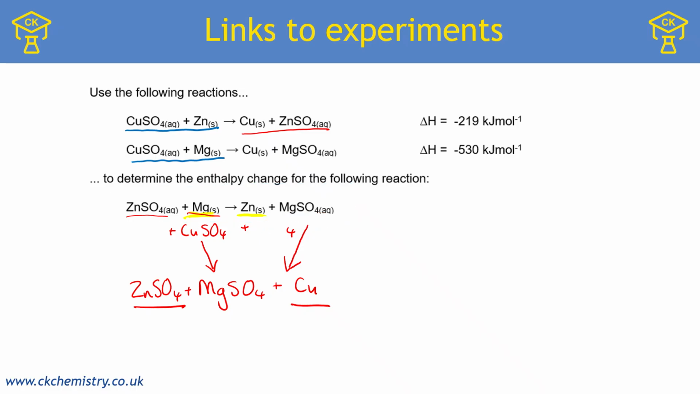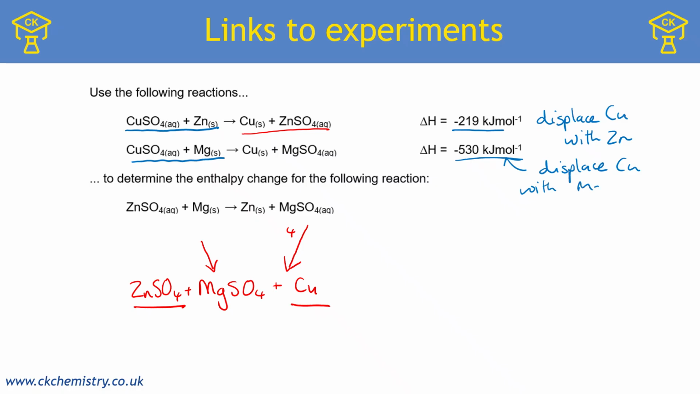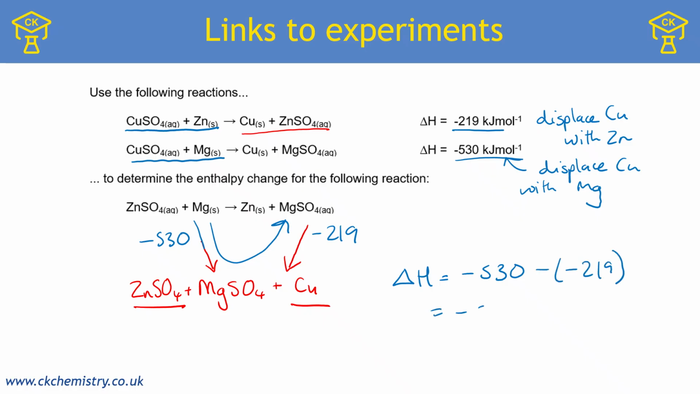Basically what we're saying is that this minus 219 is the enthalpy change when I displace copper with zinc, and this one is when I displace copper with magnesium. The magnesium one is on this side, minus 530, and the copper one, whoops, is on the right hand side, which is minus 219. We're going that way, so delta H is minus 530 minus 219, which is minus 311.